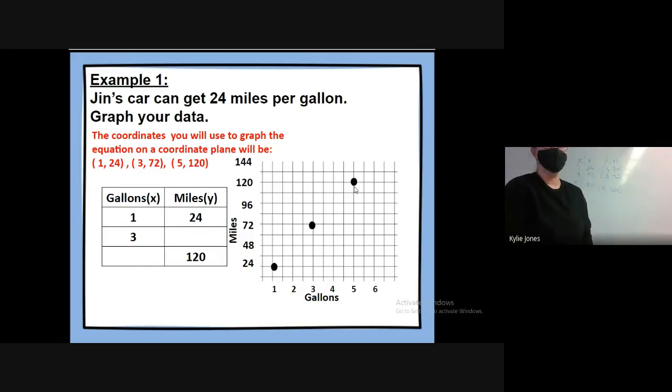And there are your points. If we wanted to figure out how many miles you would get for 2 gallons, could we figure that out? How could we figure it out?